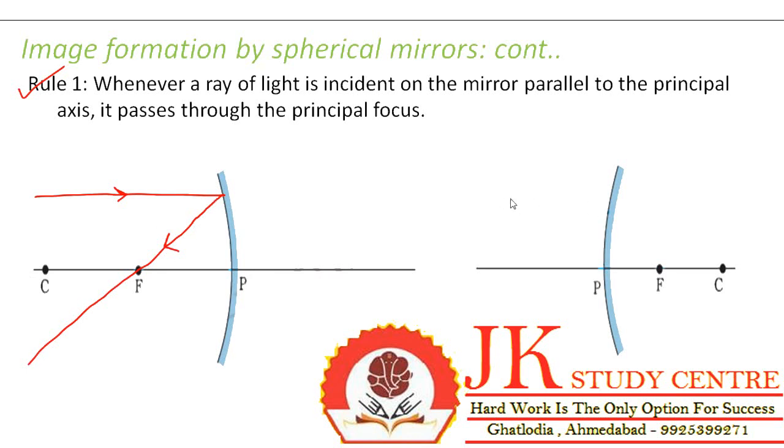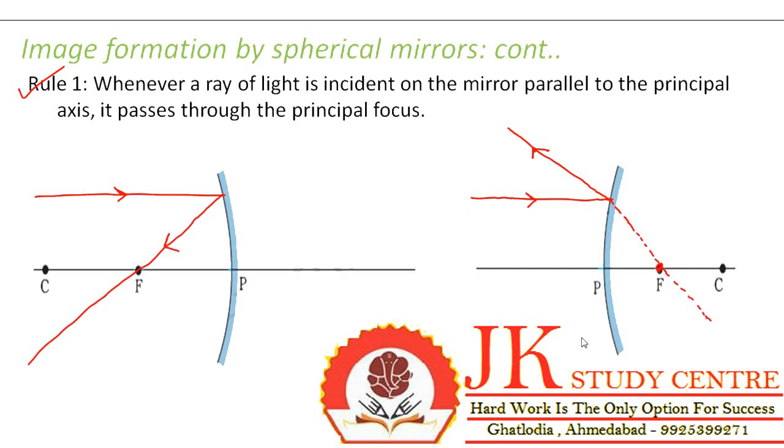So what will happen in case of a convex mirror? In a convex mirror, suppose this is the ray of light which is incident parallel to the principal axis. Now after reflection, what will happen? As it strikes the mirror, this ray will have a tendency to move like this, that is, it will diverge. But if you extrapolate it, it will appear as if it is passing through the principal focus. So in this case, this is your incident ray and this is your reflected ray.